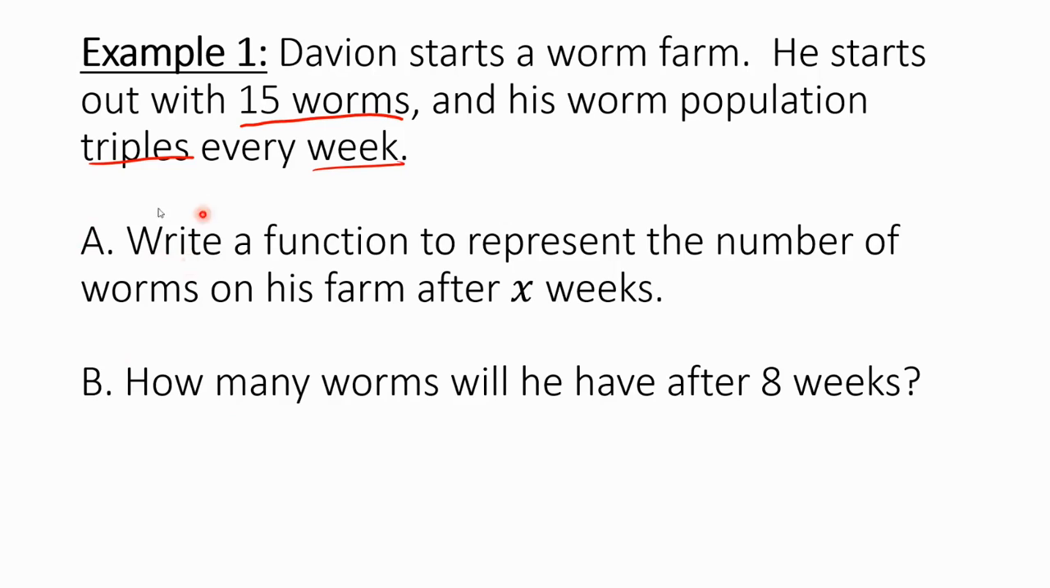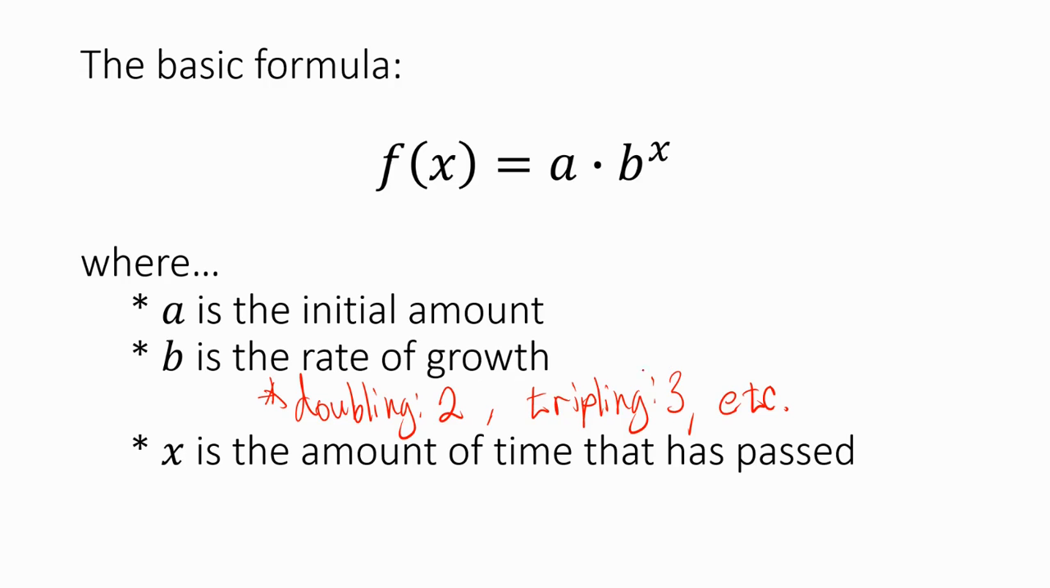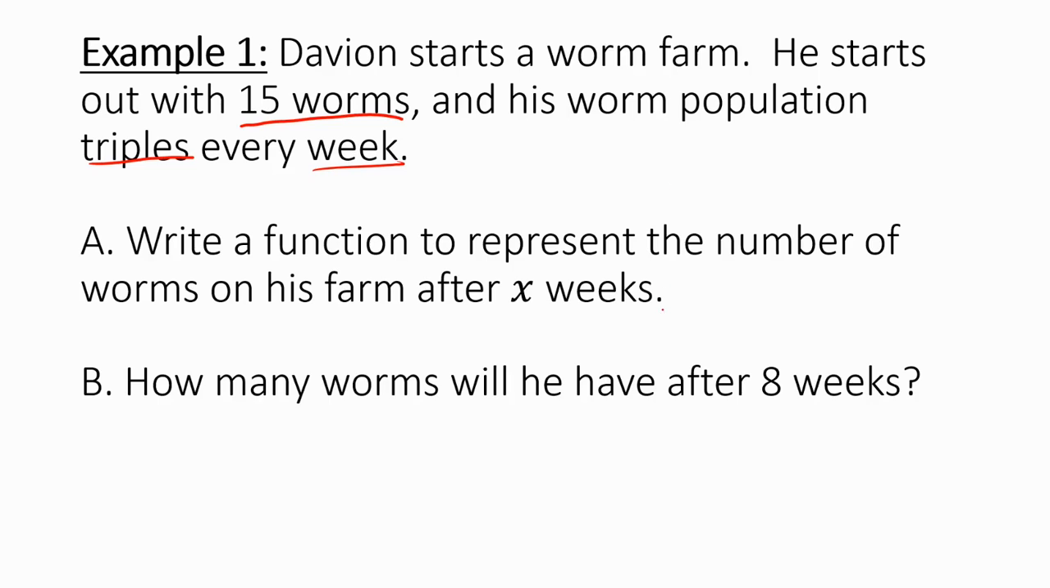A, they want us to write a function to represent the number of worms on his farm after this many weeks. And B, they want us to figure out how many worms he's going to have after 8 weeks. So go ahead, pause this and write it down if you need to. And let's do A together. So we need to write a function. So it's going to be following this formula right here. f of x equals.